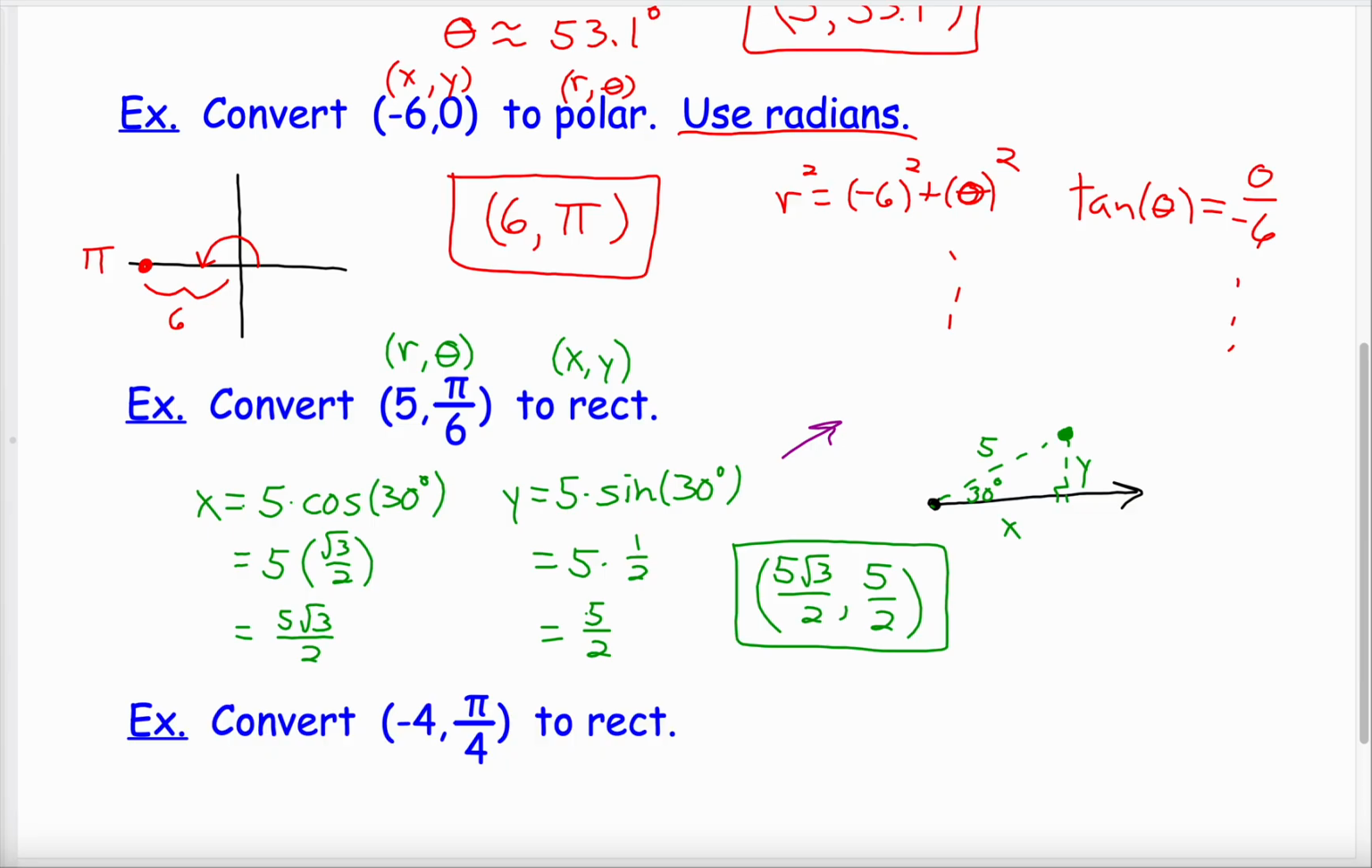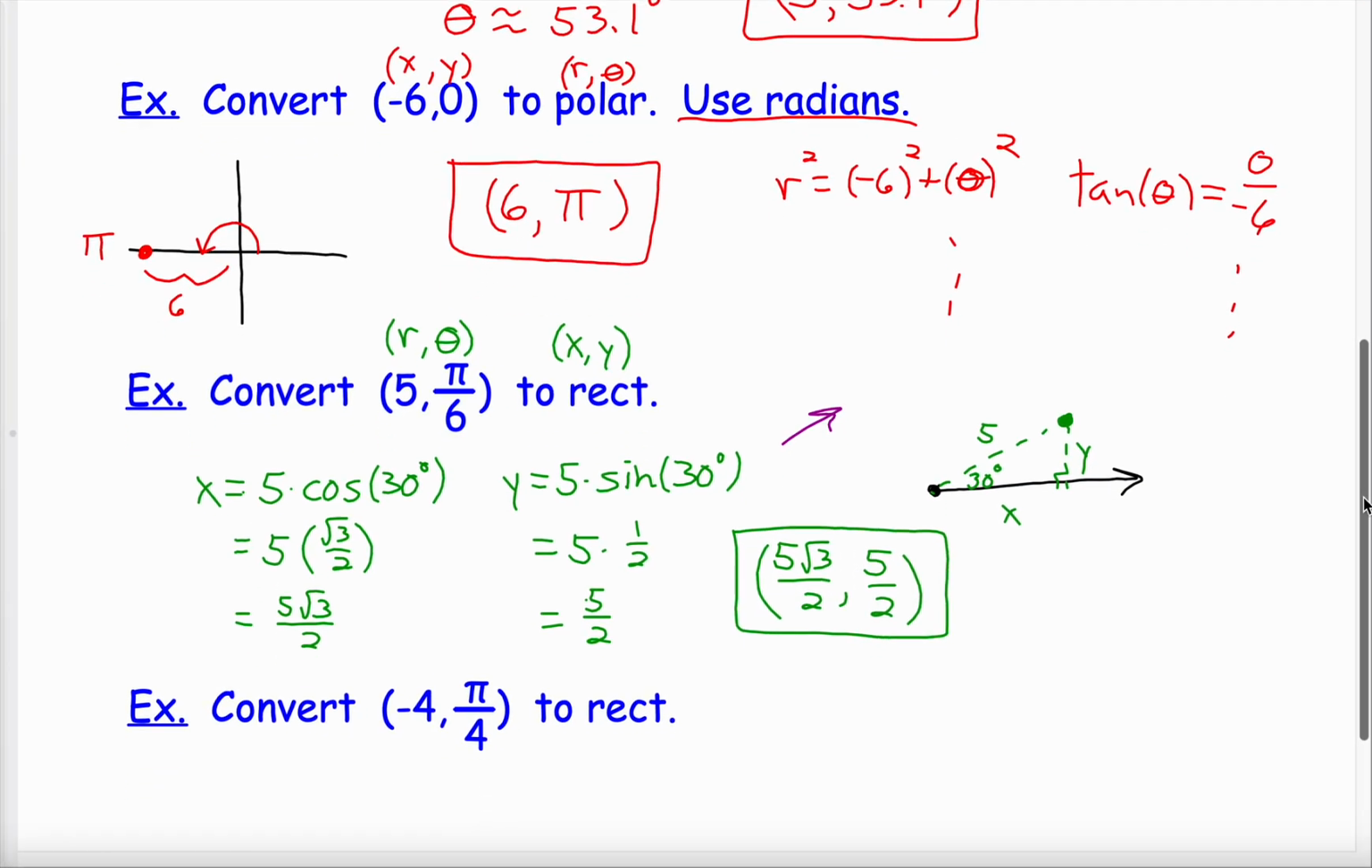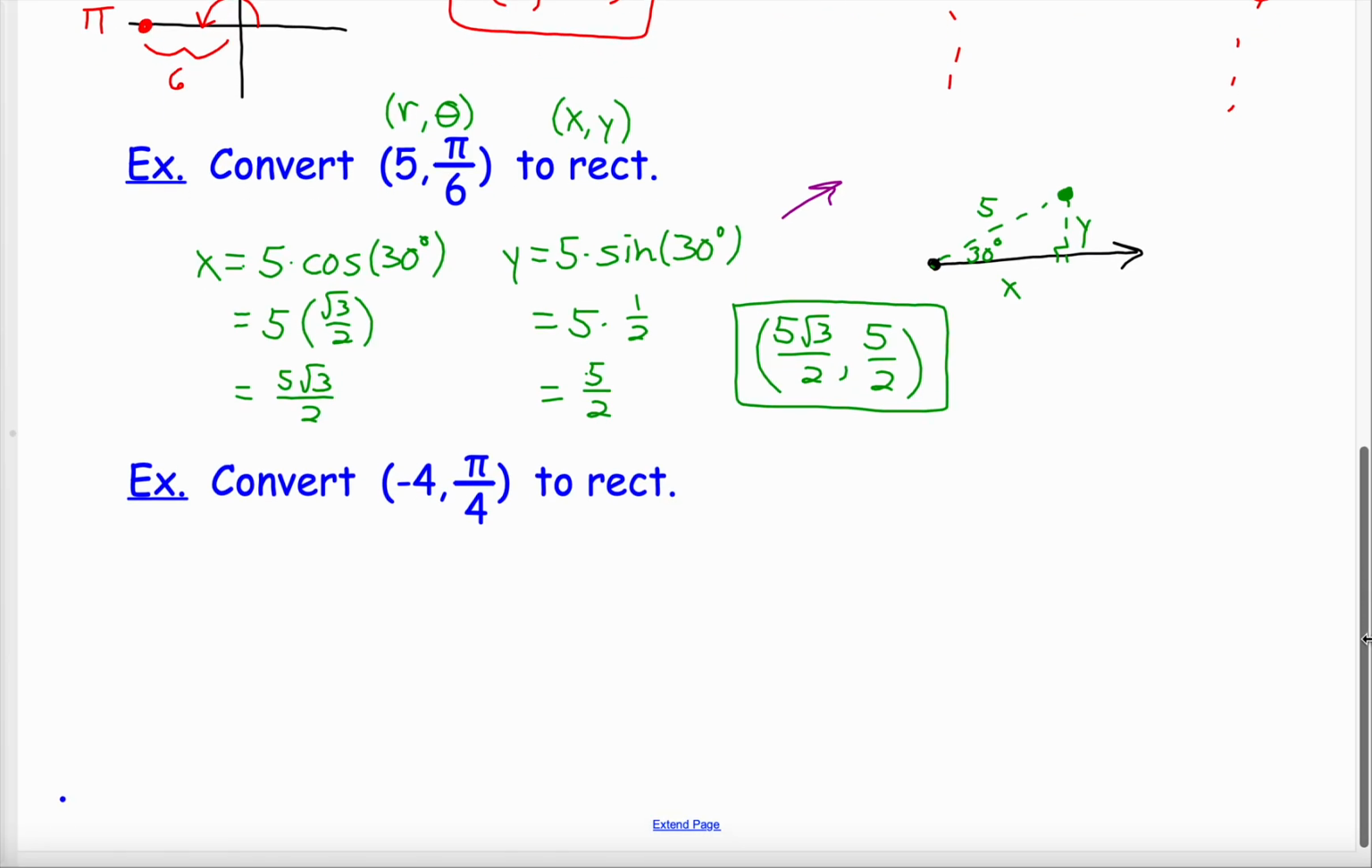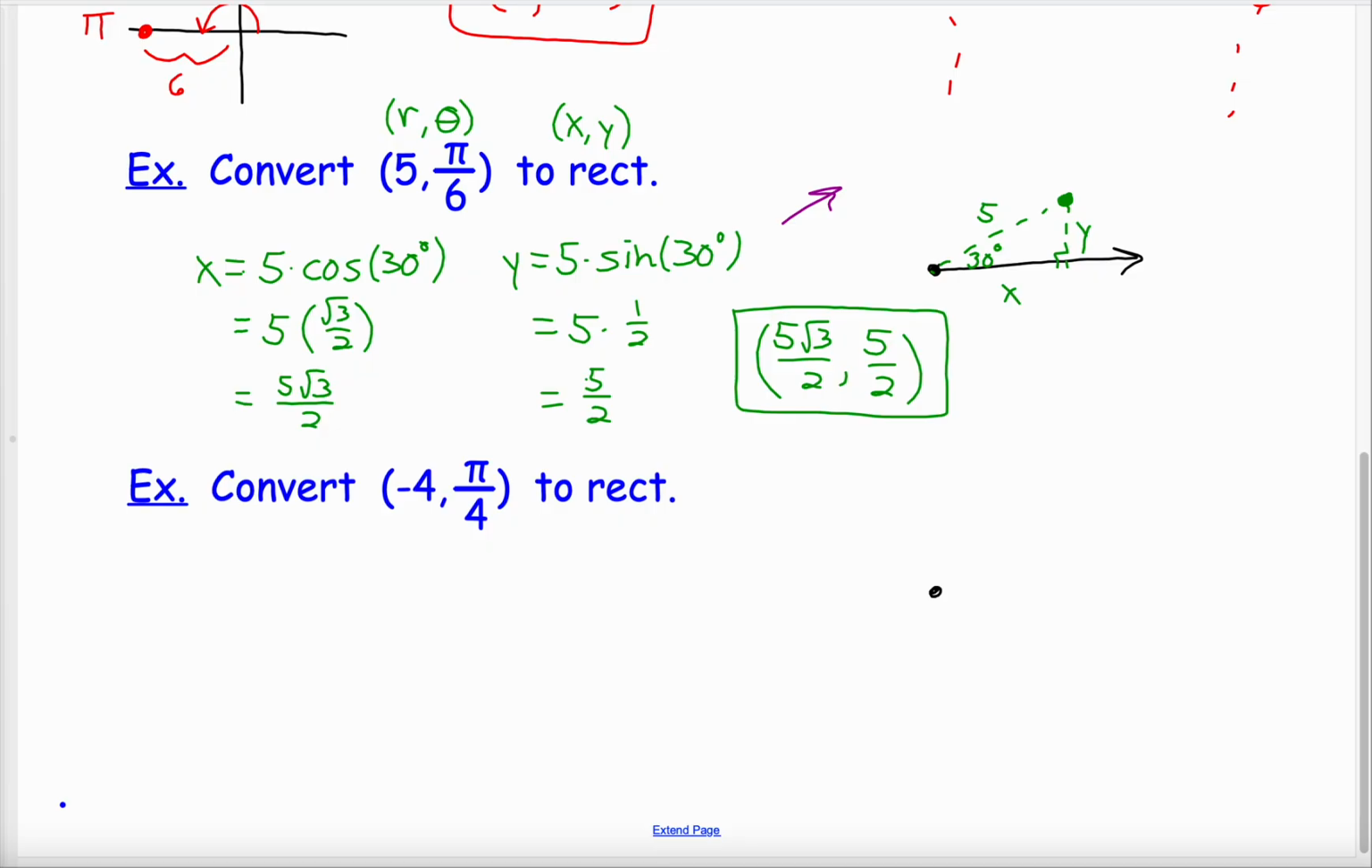All right, let's try one more. Once again, you might want to pause, try this one on your own, and then come and check it. Okay, so step 1, I always like to visualize. So here's my pole, here's my polar axis. Let me put my x and y axis on top of this to help me out. And so where's pi over 4? Pi over 4 is right around here, except it's -4, so I'm not going 4 units in that direction. I'm actually going 4 units in the opposite direction because it's a negative r value. So I'm down here in the third quadrant.